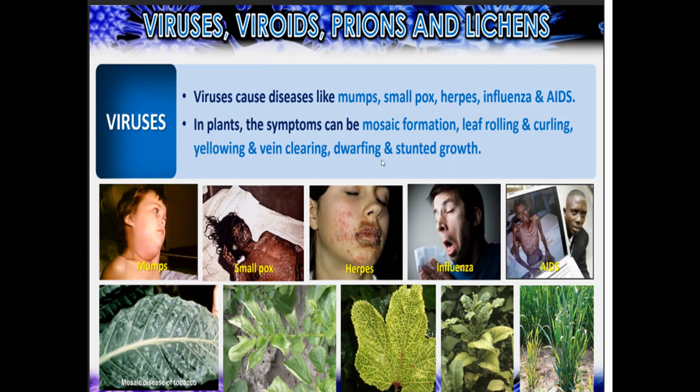Dwarfing and stunted growth. Dwarf means small, and stunted is also small. Plants will not grow in height, and they will not give any fruits either. There are some plants which have stunted growth or are dwarf, but they give fruit. But with virus infection, they will stay short only.